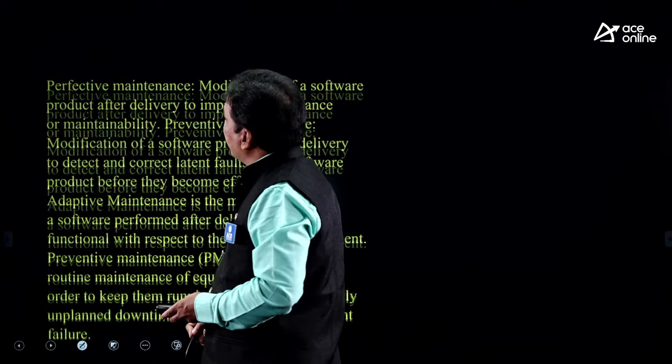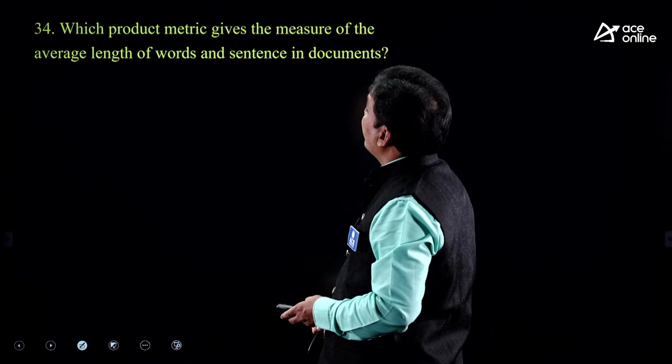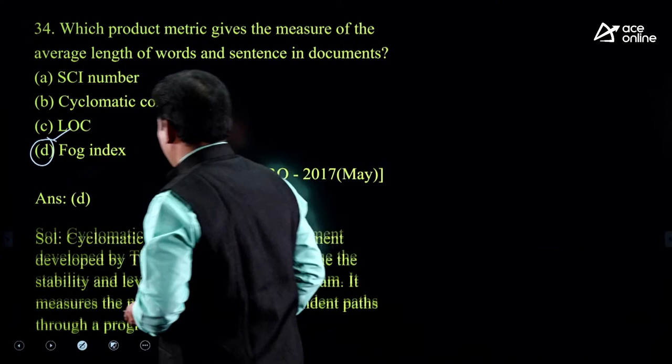Which product metric gives the measure of the average length of words and sentences in the document? So the Fog index will give that, right? Fog index, which will give.